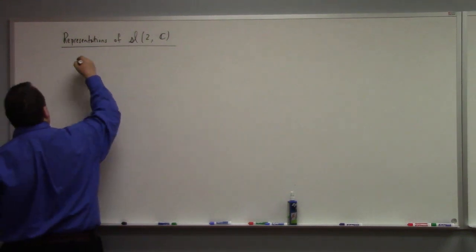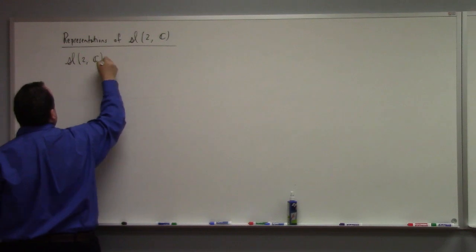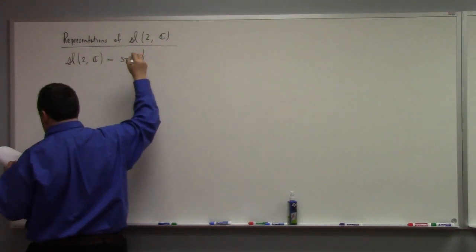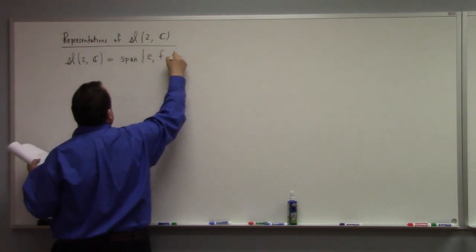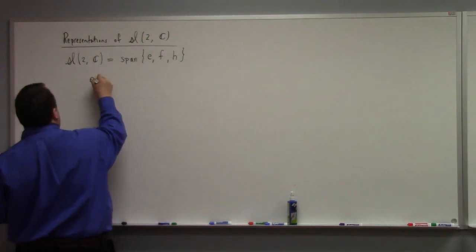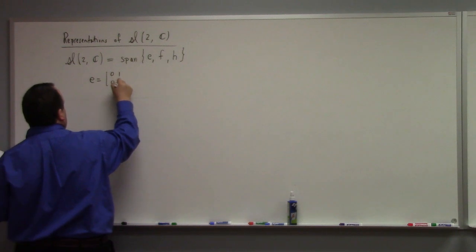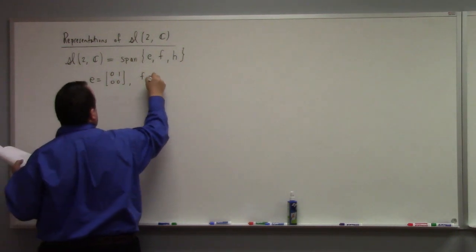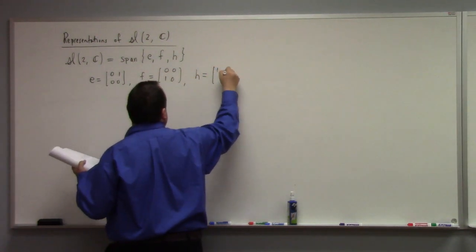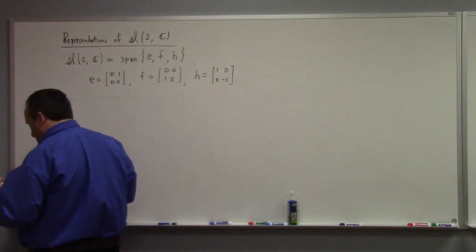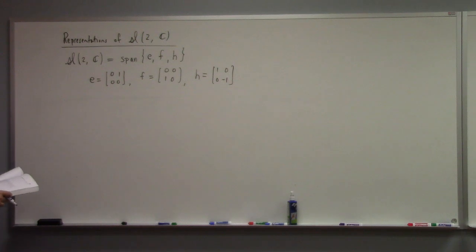So remember SL2C, we can look at as the span of E, F, and H, where E is 0, 1, 0, 0. F is 0, 0, 1, 0. And H is 1, 0, 0, minus 1. Of course, these are traceless, right? All right. So he says, we'll begin by constructing a family of irreducible representations of SL2C. All right.